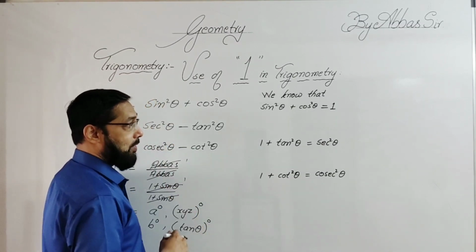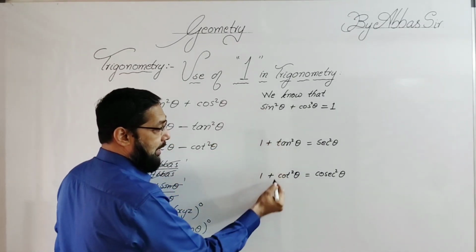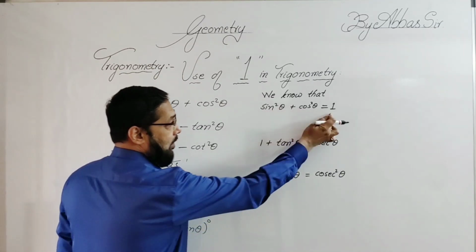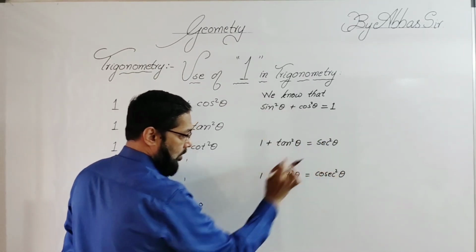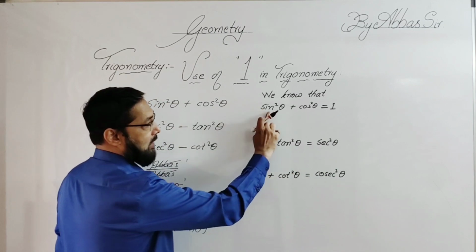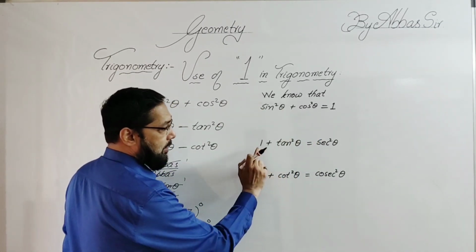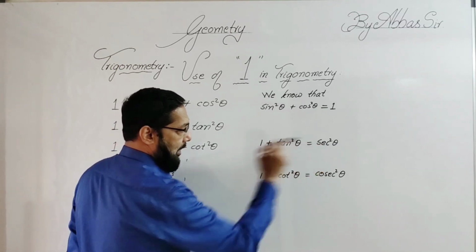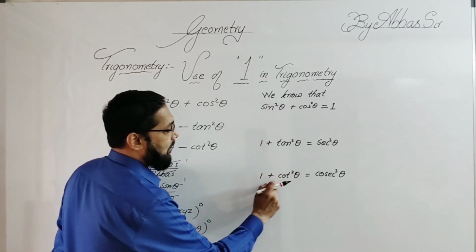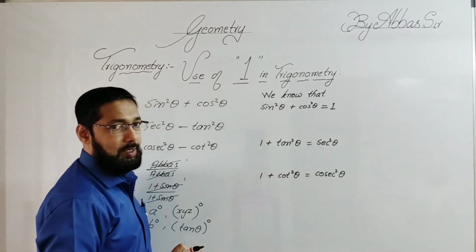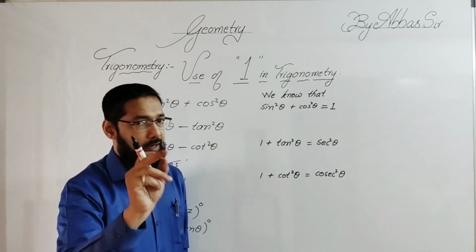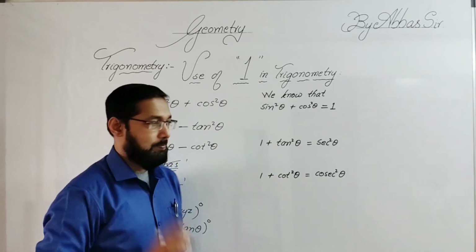Let us count one by one. First 3 identities you can see. 1, 2 and 3. The first one is sine square plus cos square equals 1. First identity. Second identity is 1 plus tan square equals sec square theta, and the third one 1 plus cot square theta is equal to cosec square theta. So 3 identities are there in front of you. So how many identities? 3, right?